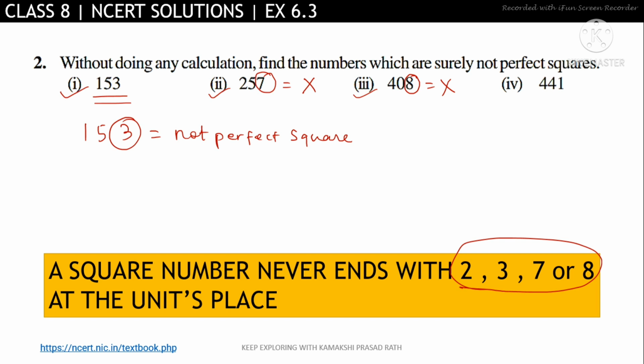But if you see the last one, 441, now you can see the ones place is 1. So it may or may not be a perfect square. But the first 3 numbers are surely not perfect squares.